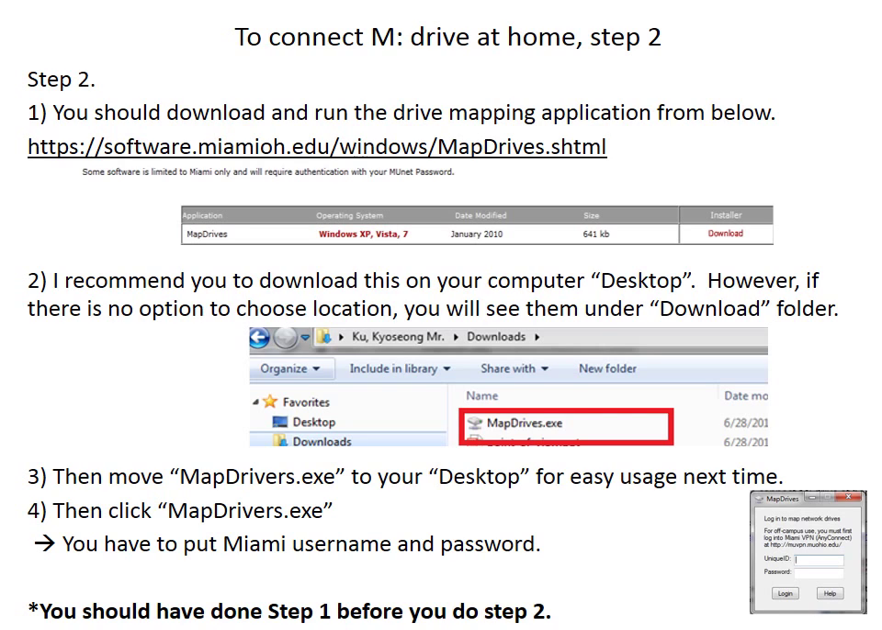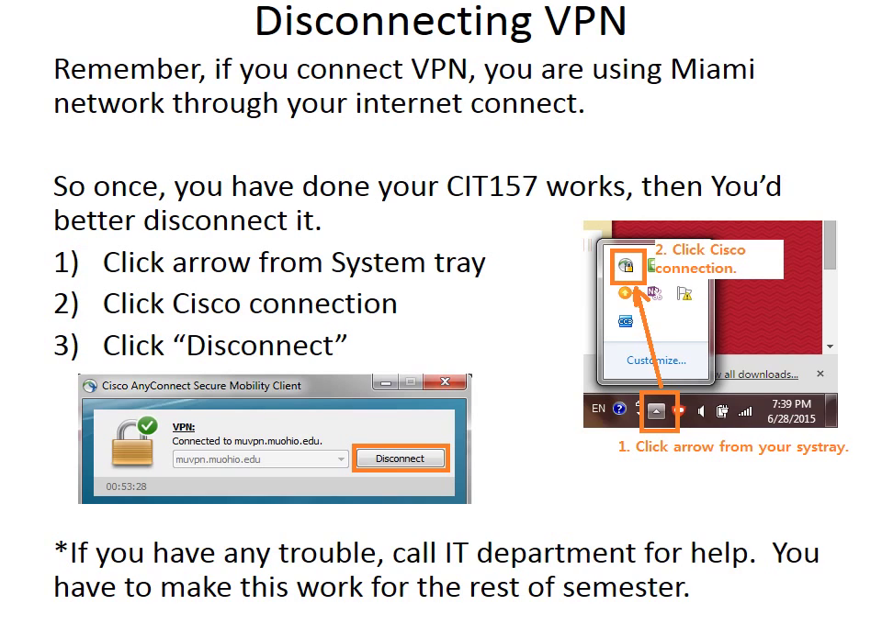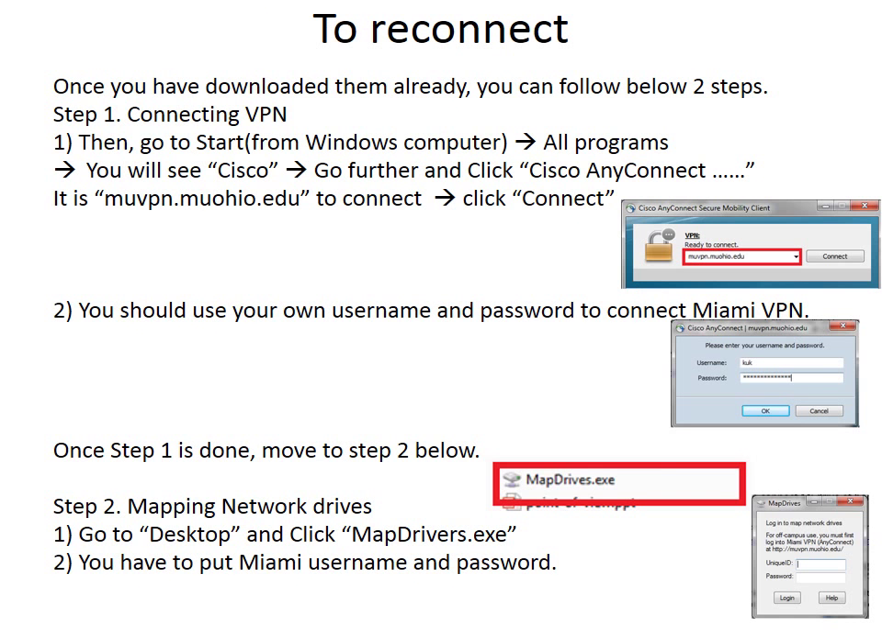In step 2, after you connect to Miami network through internet with VPN, you need to map network drives, including M drive. You will use a mapping program, mapdrivers.exe. After mapping Miami network drive, you will see M from your computer. When you are done with your schoolwork, you should disconnect your VPN by clicking the Disconnect button. You can reconnect the M again using the VPN program and mapdrivers.exe.